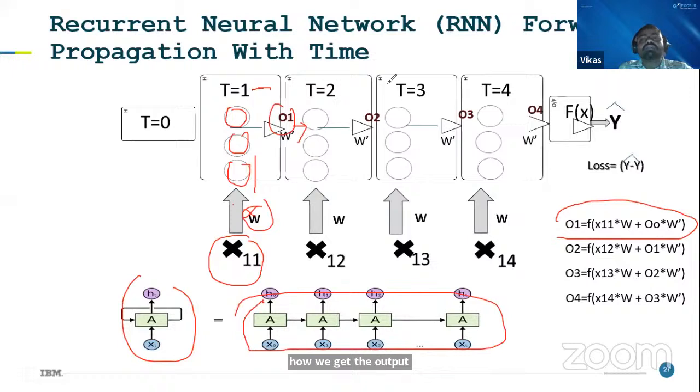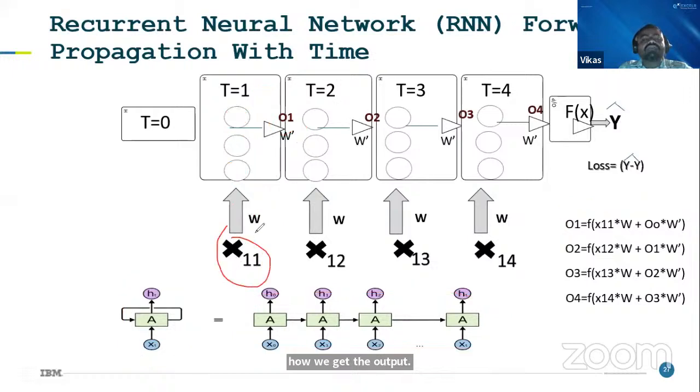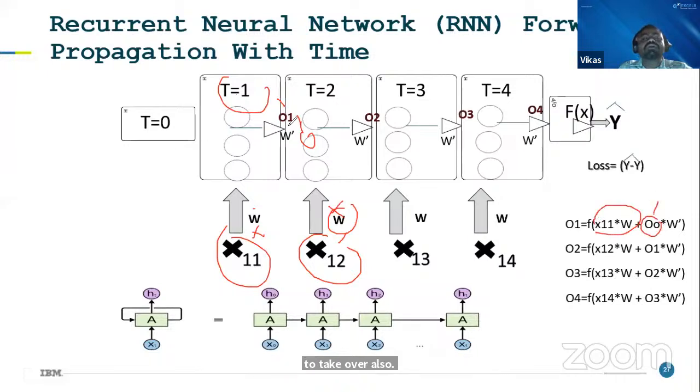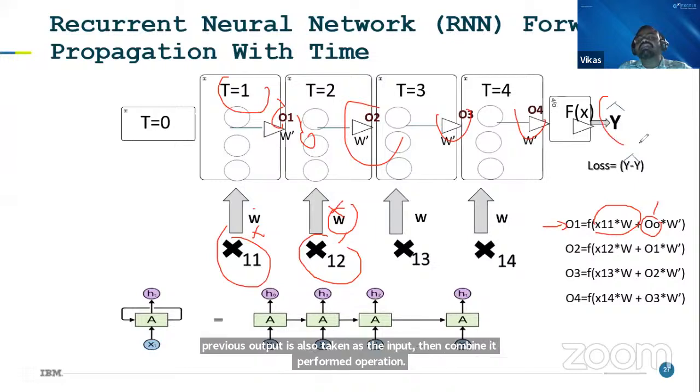This is a very good example of forward propagation. You pass input one, it gets multiplied by this weight W, and this will generate output one here. That output one will be given along with the next input. Thus X2 is given, gets multiplied by W2, and it will take O1 also. So that's why you can see here W into X plus O is taken. O means the previous output. This previous output is also taken as input, then combined, and the operation is performed. Everywhere it performs the same thing, guys, and then it will give you the output.